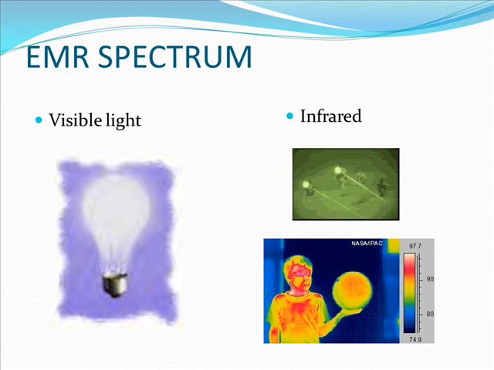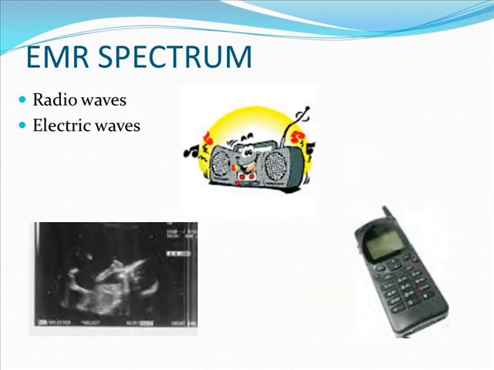Infrared is another example, from infrared scopes. Radio waves, electric waves, those are both types of radiation that are not potentially harmful. They're not of a nature that is enough strength that could potentially hurt us, and they can't penetrate our tissues.